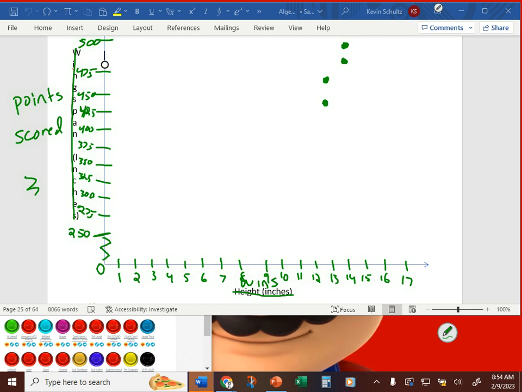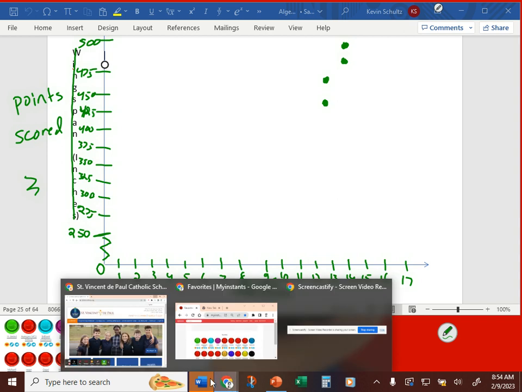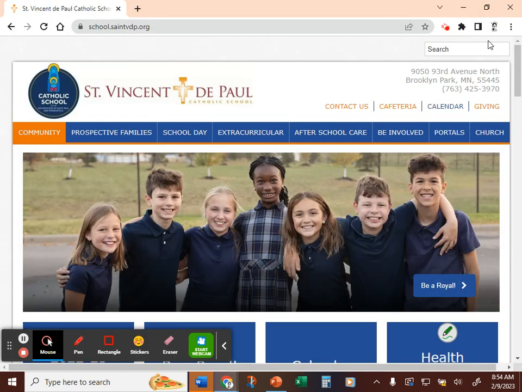So I'm going to pause the video, go through this, and fill out your scatter plot with the wins as the X value and the points scored as the Y value. Be as accurate as you can, and we will touch base with this shortly.